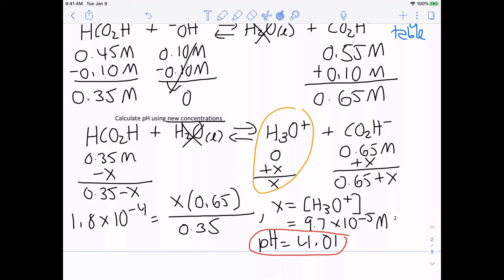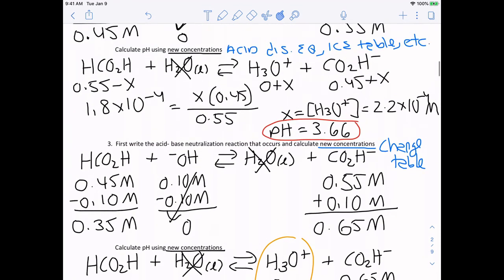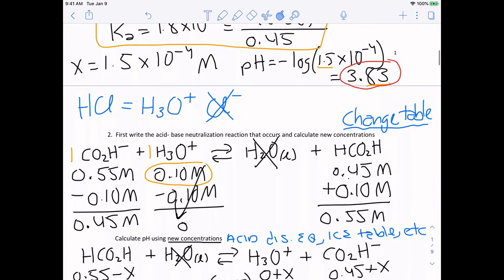Looking at our values, 4.01 is what I get after I've added some base to it. We go back up here, we started out with 3.83. So again, my pH went up a little bit, which it should, because we added base, right? Hydronium ion concentration went down, hydroxide ion concentration went up, but not a lot, right? It's being buffered.